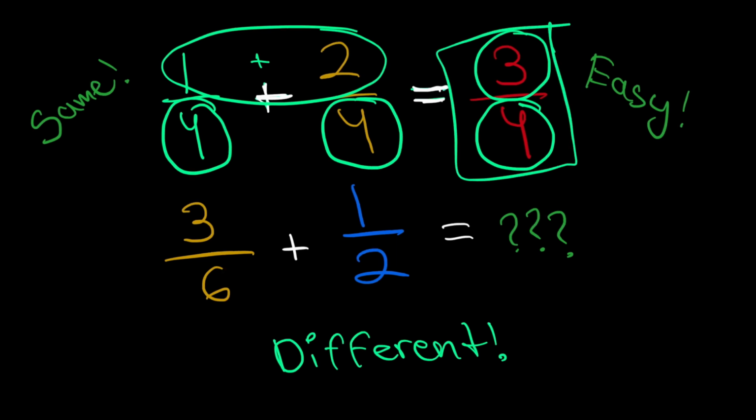But what about when both of the denominators are different? I mean, 6 isn't exactly equal to 2, and we can't add them. That wouldn't make any sense. So what would we do? Well, that's what this video is all about. So let's get right into it.